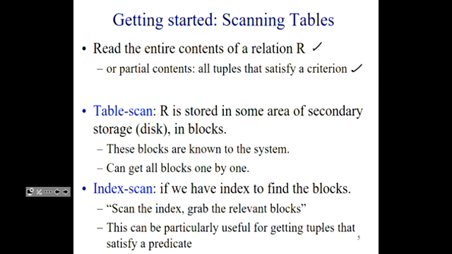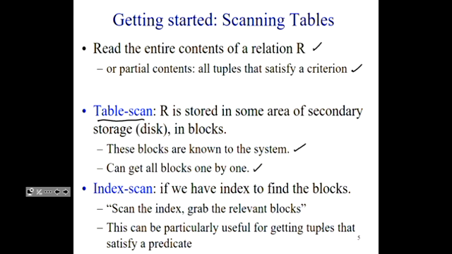A table scan basically says the system knows that a relation is stored across a certain collection of blocks on disk. These blocks are known to the system, and then you simply retrieve these blocks one by one. That allows you to scan through the relation. Okay, not super surprising. You're simply bringing one block at a time, scanning through it. This is the simplest approach of reading through a table. Okay, this is a table scan.